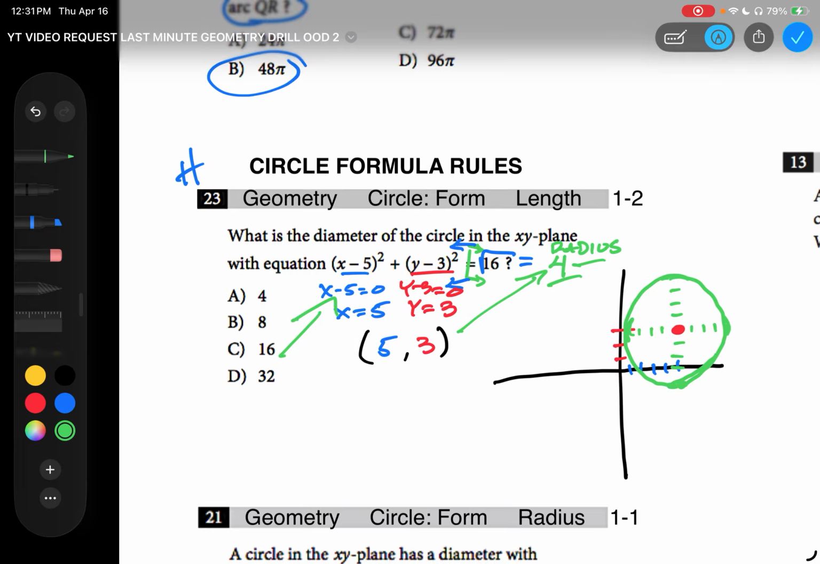All right, now the question is saying, what is the diameter of the circle? Well, if the radius is 4, that means the distance from this point to the center is 4. If I continue going through that from the center out to the other edge, that's going to be another 4. So what is 4 plus 4 equal to? Bang, our answer is 8.